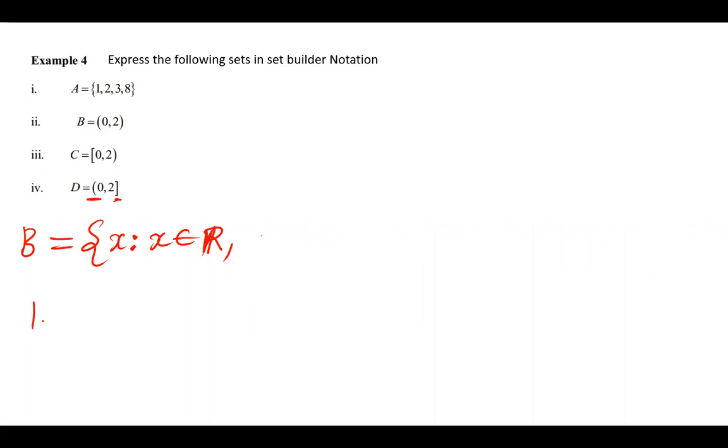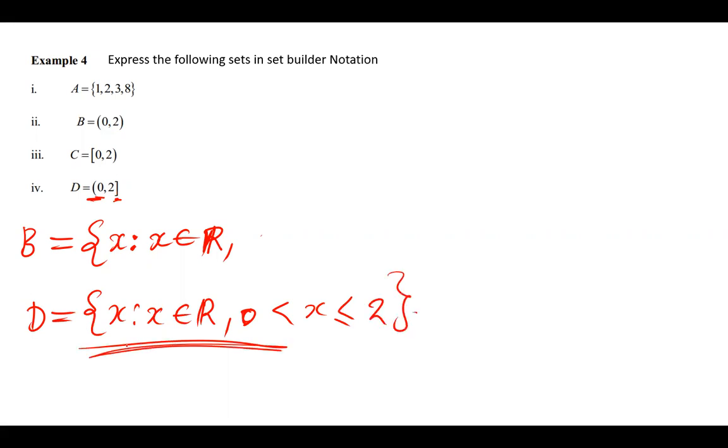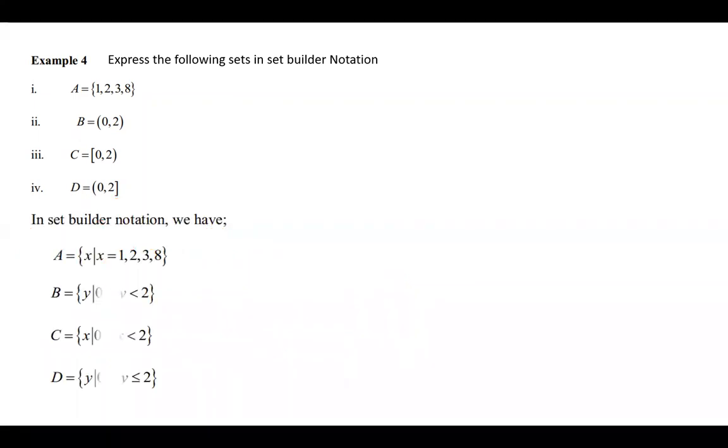Let me just write it again. So we have x such that x is a member of real numbers, where 0 is not part of the set, so 0 is less than x, which is less than or equal to 2. So this is D. All right, these are the solutions.